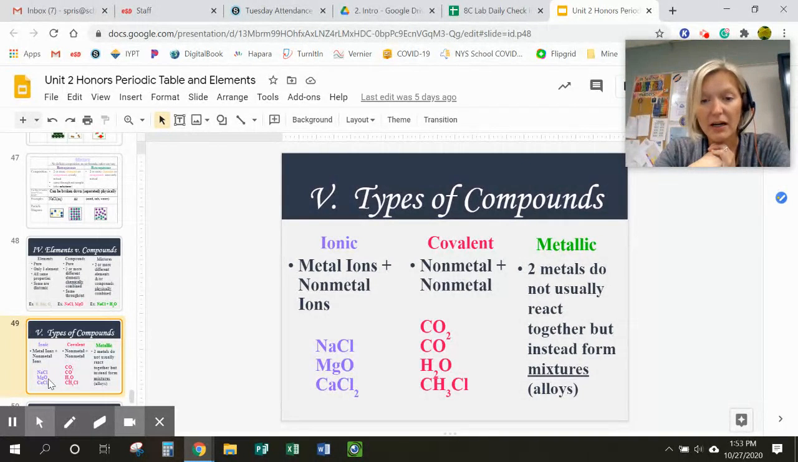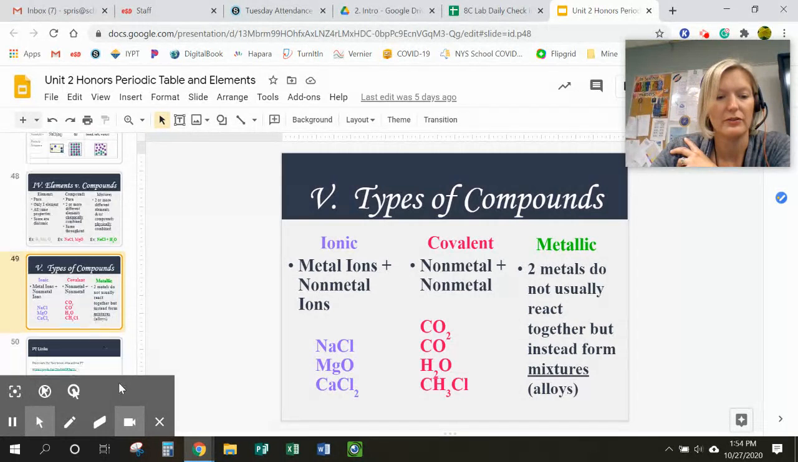A covalent compound is only nonmetals. And it's going to be different nonmetals. Remember, it's not just an element, it's a compound. So carbon dioxide, we have carbon and oxygen. Water, we've got hydrogen and oxygen. Metallic is our third kind. Two metals. They usually don't react, but they do form mixtures, and those mixtures are called alloys.